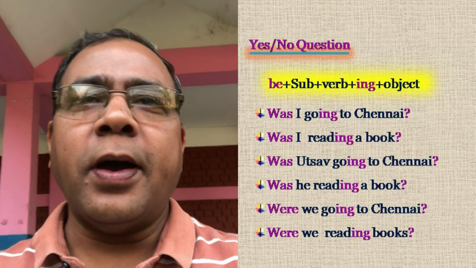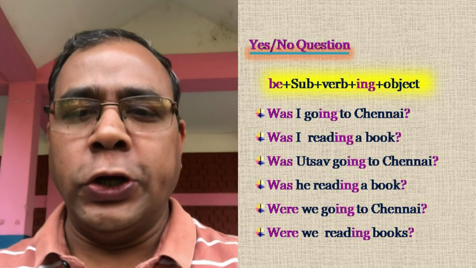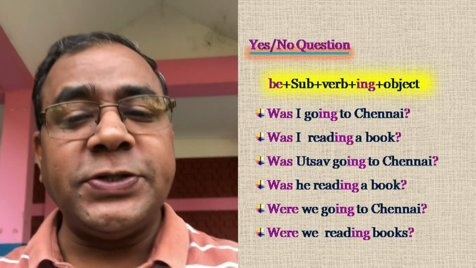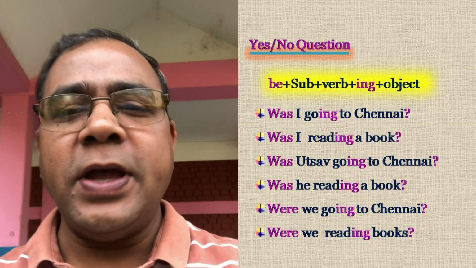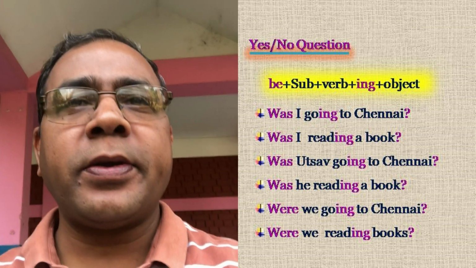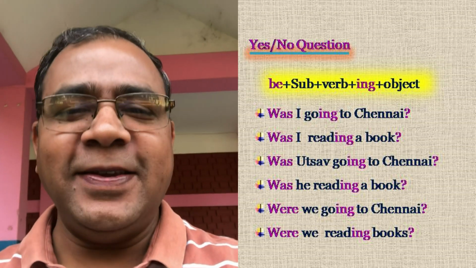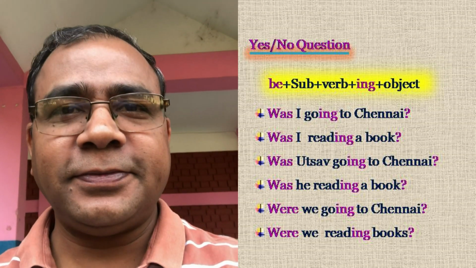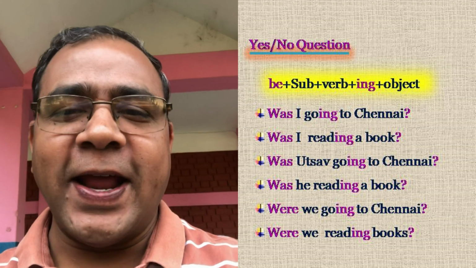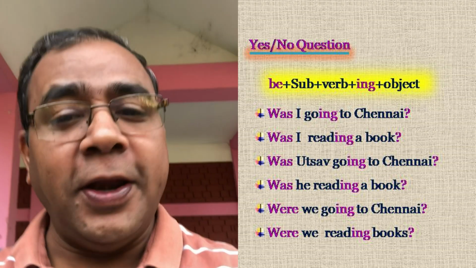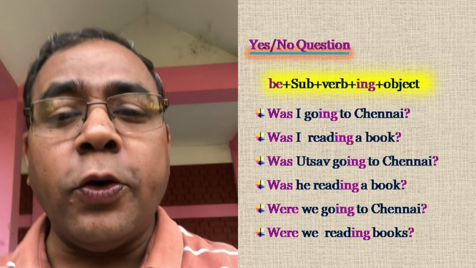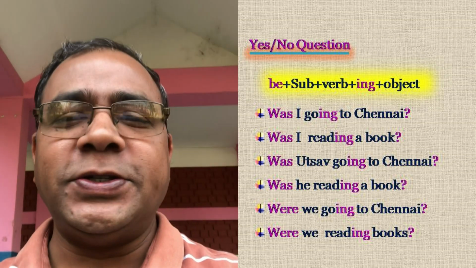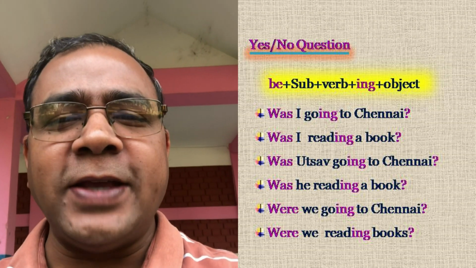Now we will see how we can formulate yes/no questions. We have seen this a number of times, but now we will see how it appears in the past continuous tense. Was I going to Chennai? Was I reading a book? Was Utsav going to Chennai? Was he reading a book? Were we going to Chennai? Were we reading a book? See? Very simple.